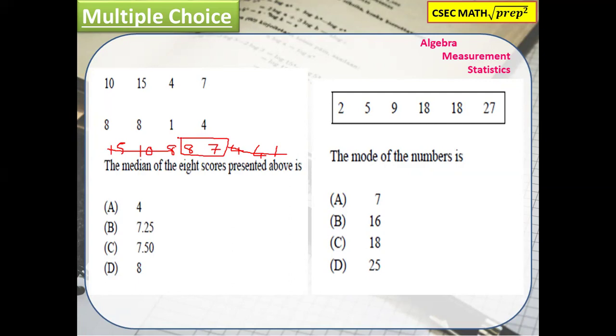When we have two numbers in the middle and we want to find the median, we add them and divide by 2. 8 plus 7 is 15 divided by 2. That would give me 7.5. That's the median. The mode is the one that occurs the most. And we have 18 happening 2 times here. So the answer is simply 18 for this one.